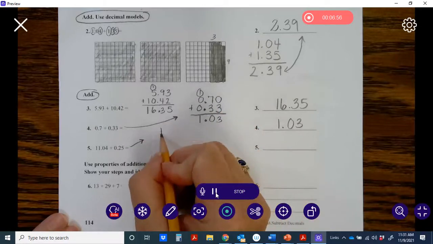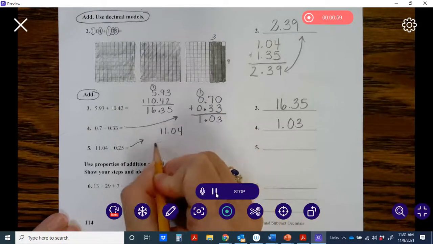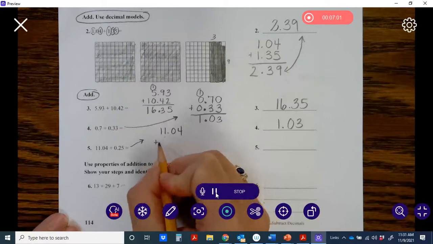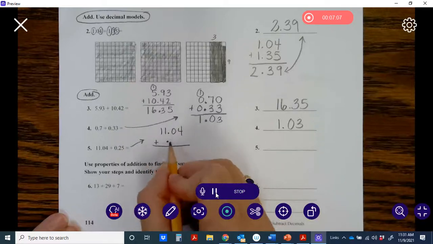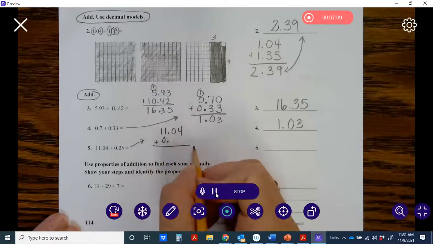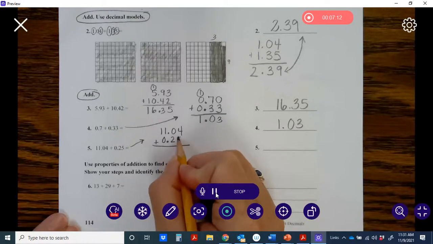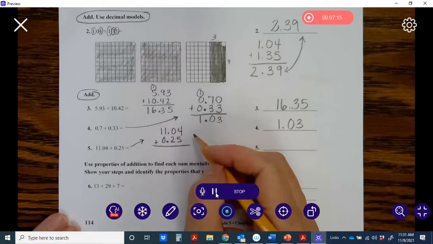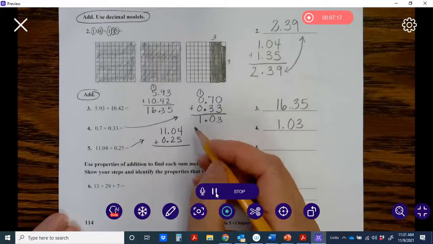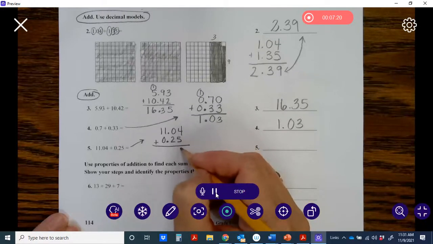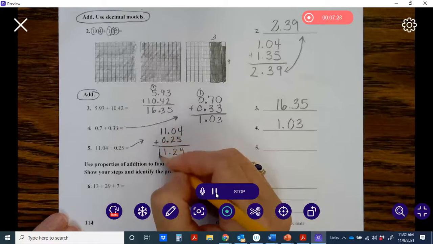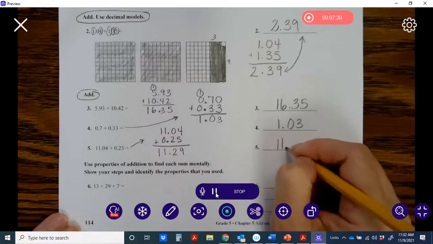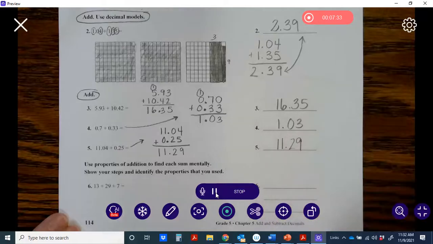Next, I have 11 and 4/100ths plus 25/100ths. Again, I'm going to draw my decimal point first and then write the numbers around the decimal point. I see a 0 before the decimal point and a 2 and a 5 afterwards. I don't need to add any additional zeros. 4 plus 5 is 9. 0 plus 2 is 2. 1 plus 0 is 1. 1 plus nothing is 1. So my answer is 11 and 29/100ths.